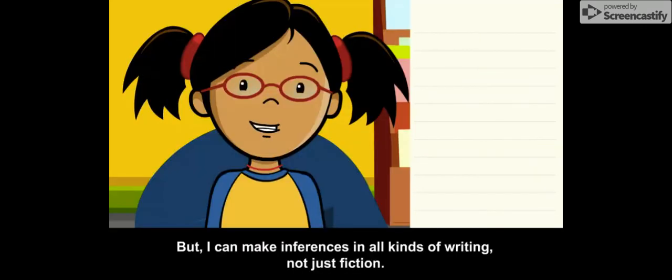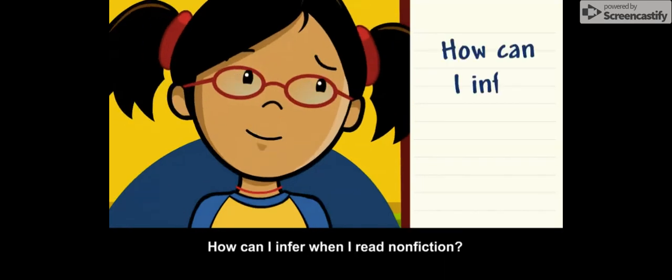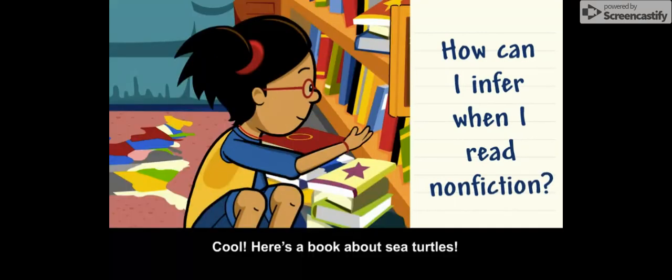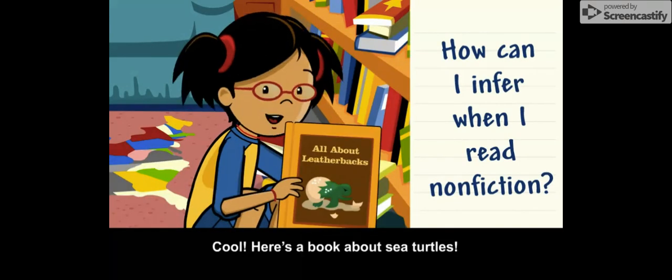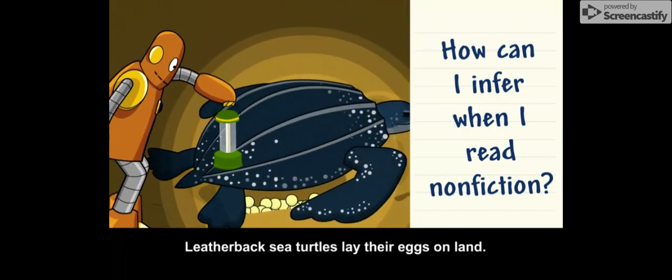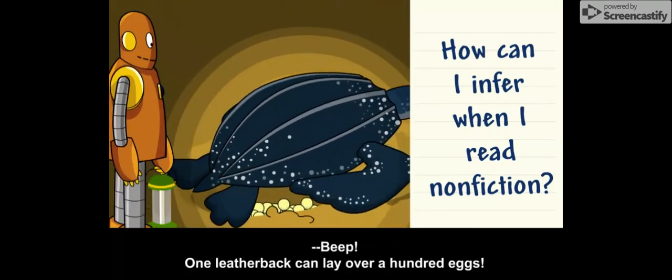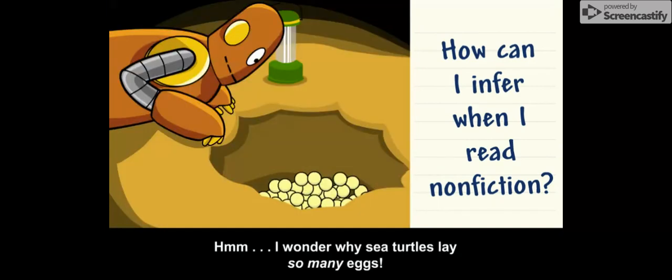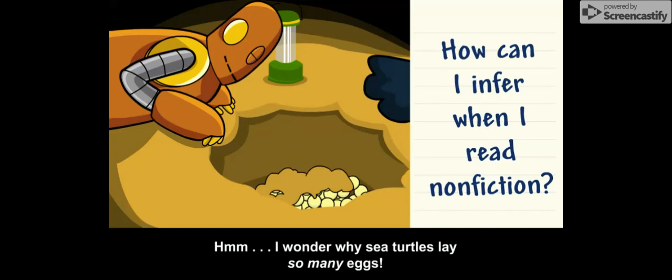But I can make inferences in all kinds of writing, not just fiction. How can I infer when I read nonfiction? Cool, here's a book about sea turtles. Leatherback sea turtles lay their eggs on land. One leatherback can lay over 100 eggs. I wonder why sea turtles lay so many eggs.